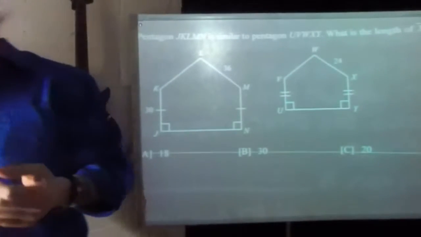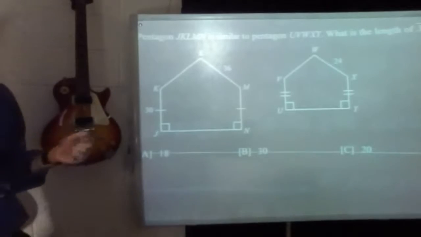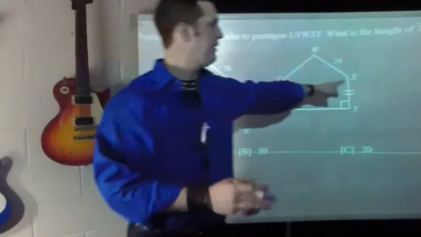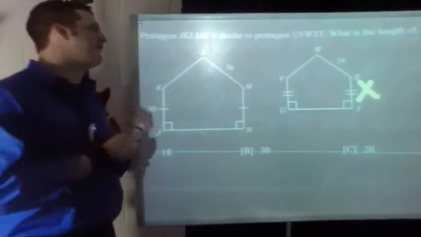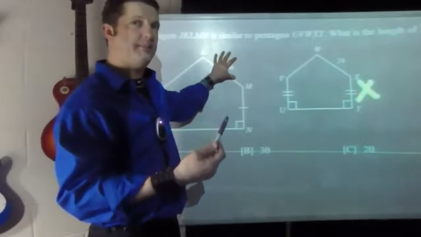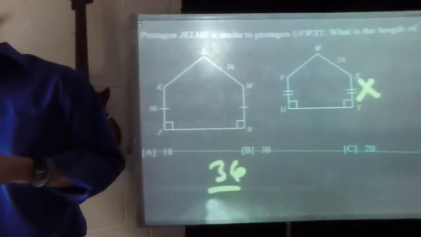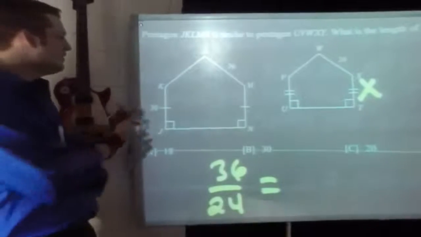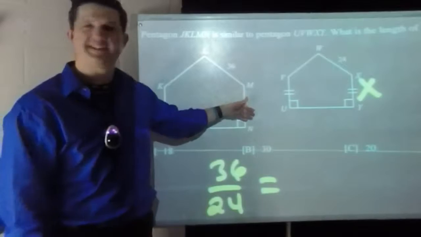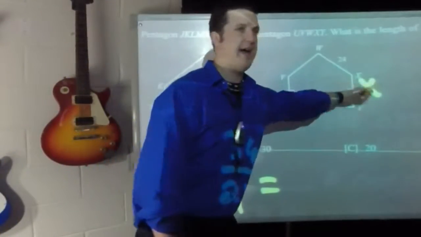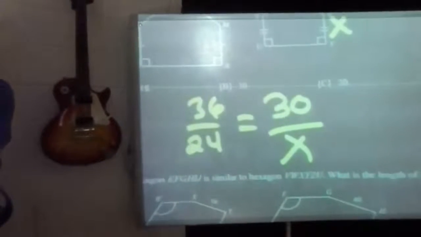All right, first thing is JKLMN is similar to UVWXY. What's the length of XY? Where is it? Okay, put an X for that. That's the thing we want. Now let's match stuff up. This 36 goes with what? So 36 over 24 is your first fraction. And now this 30 would go with this side, which isn't what we want, but if this is 30, that's 30. So we could say 30 over x. There's our proportion.